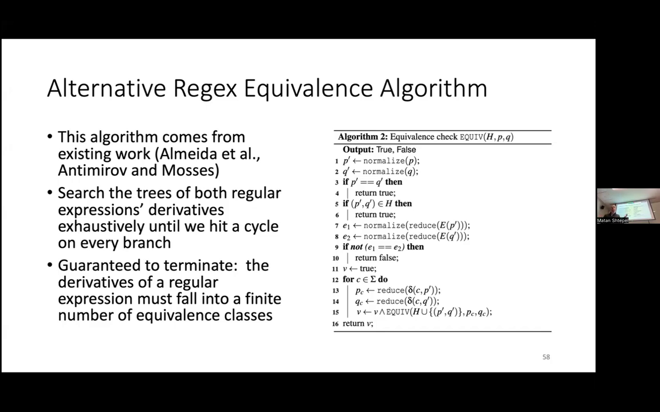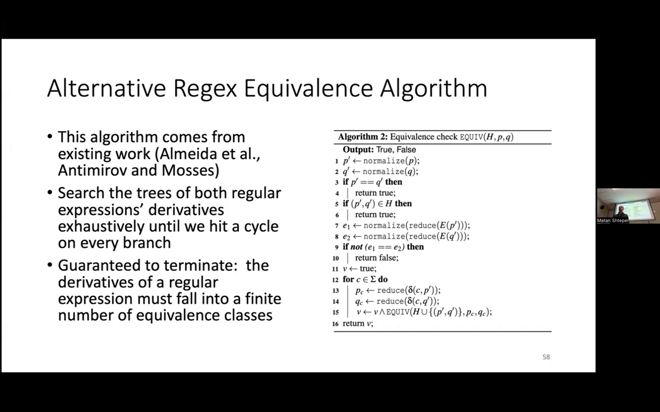Now, this algorithm that you see here is guaranteed to terminate because there's a result from prior work that says that the derivatives of a regular expression must fall into a finite number of equivalence classes. That guarantees that we'll hit a cycle eventually on any path through the tree of derivatives, since every one of them has to fall into an equivalence class, and with the pigeonhole principle, infinite things have to fit into finitely many, we'll get overlap eventually.